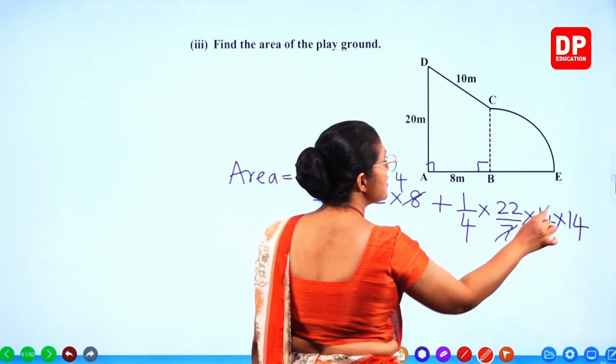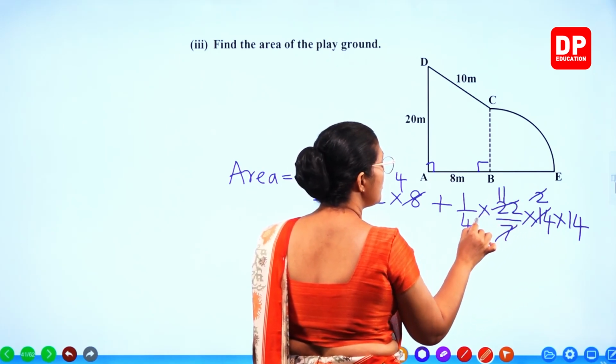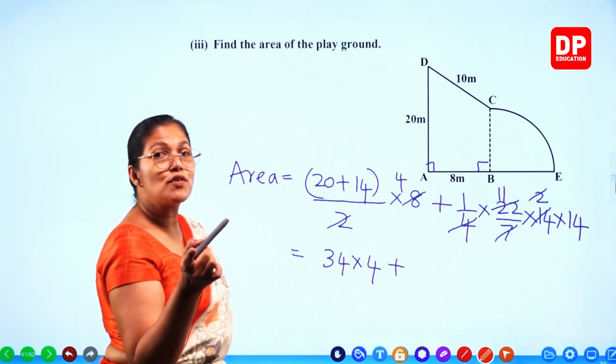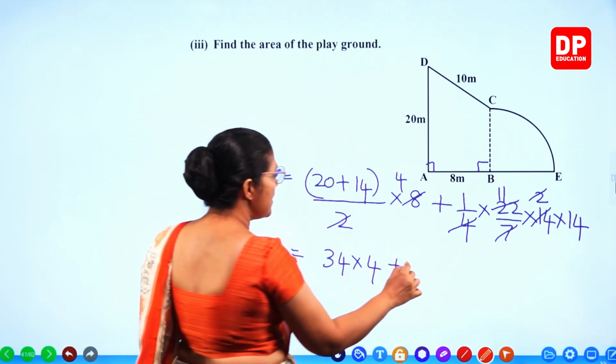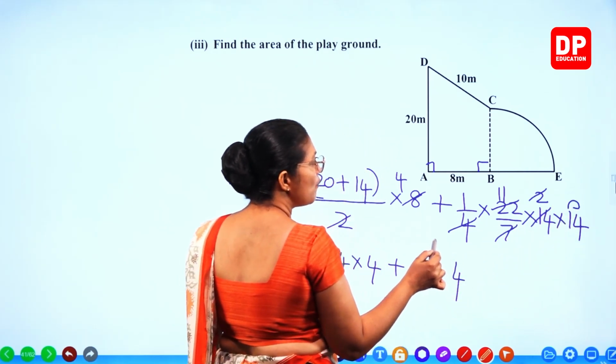Simplify this one, 7 times 2. This 2 and this 2 cancel out with this 4. So 11 times 14, how do you multiply easily? Separate out 1 and 4 and then add 4 and 1. That's 5.